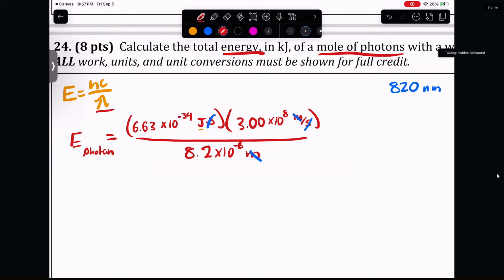Now, when you're doing stuff with multiple components in the denominator, make sure you put parentheses around them, because if you don't, you are going to get the wrong answer. You would be dividing by 8.2, then multiplying by 10 to the negative 8, which is not what we're doing. We are having that entire expression divide whatever is in the numerator.